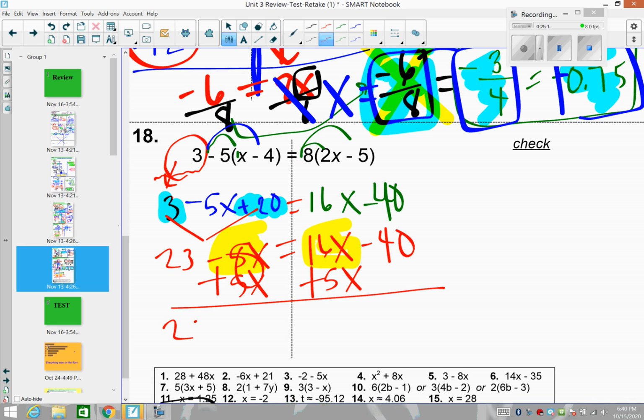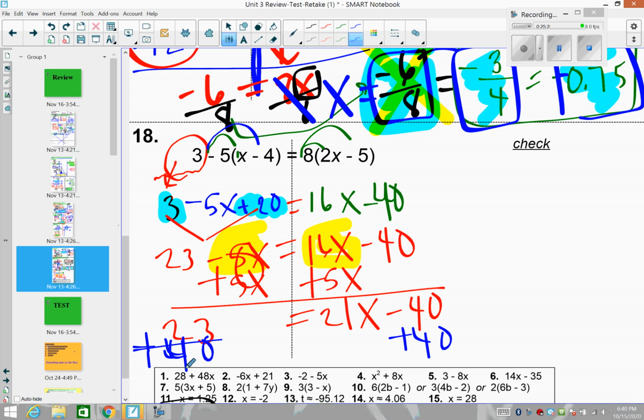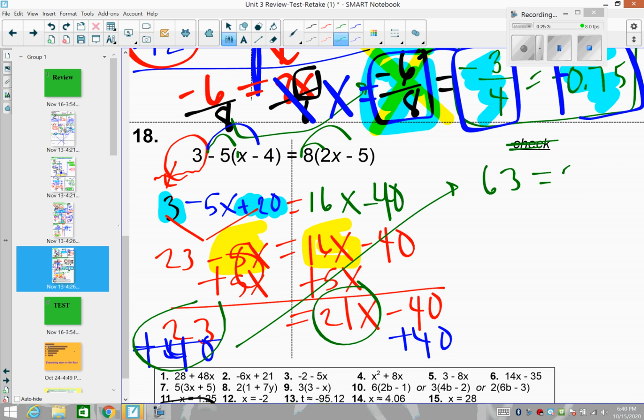So we get 23 is equal to 21x minus 40. We're going to add 40, copy, paste. Whoops, this is supposed to be an add, not a divide. That gives me 63 equals 21x. Last step in solving this, we divide both sides by 21. Copy, paste. So we get x is equal to 3.